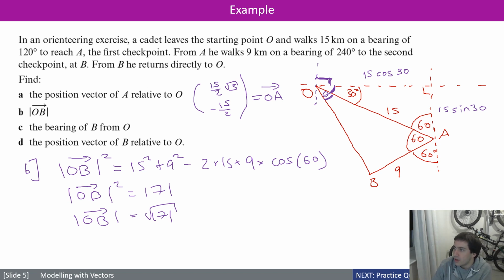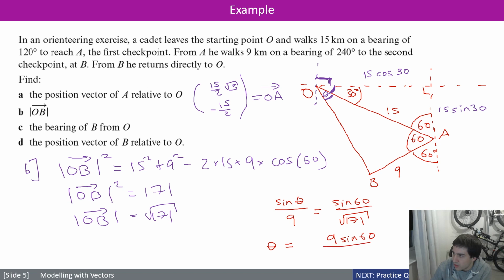How do I get theta? Let's use the sine rule. Because sine of theta divided by the side opposite, which is 9, must be equal to sine of 60, which is that angle, divided by the opposite side length, which is this one here. And we just worked that one out. It was root 171. So therefore theta must be equal to 9 times sine of 60 divided by root 171, and then we're going to want to take the sine inverse of that.